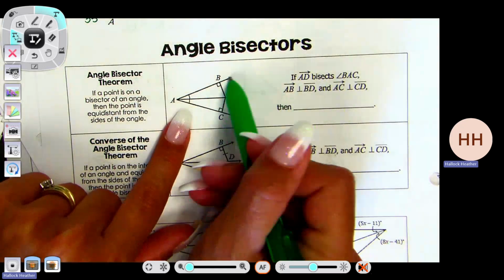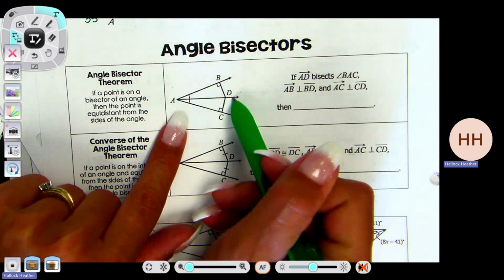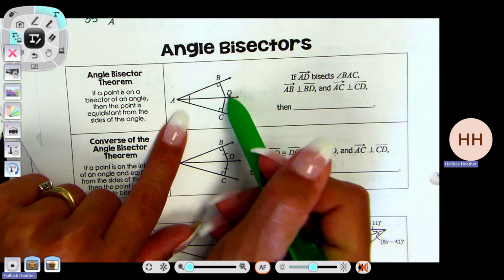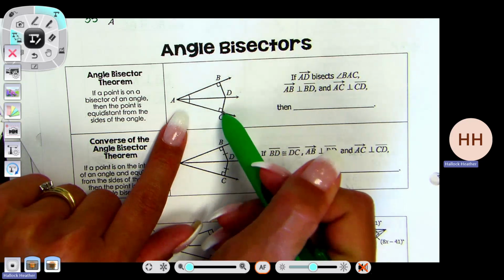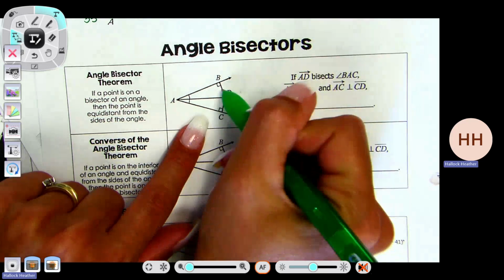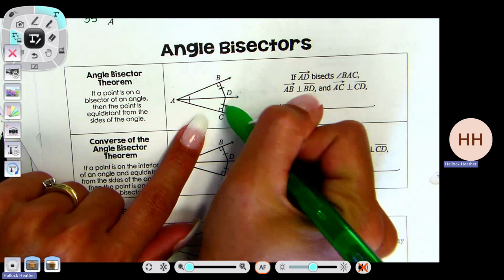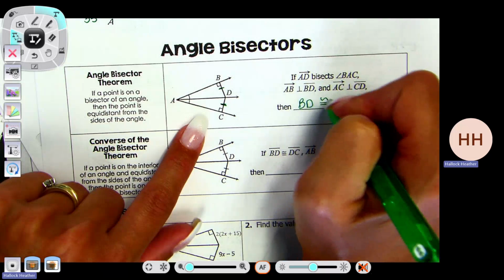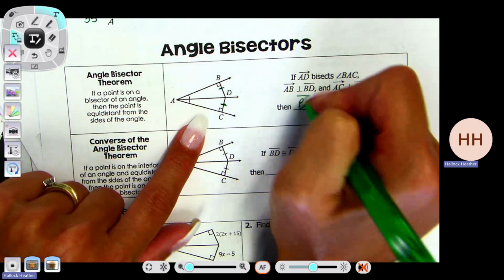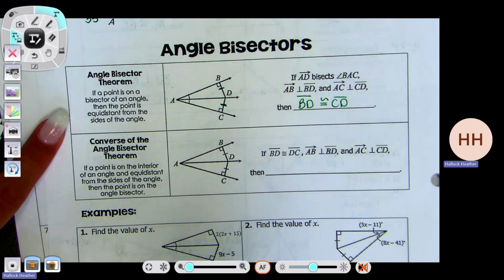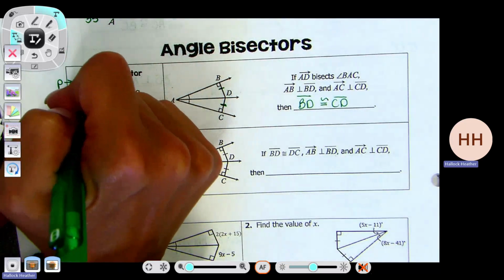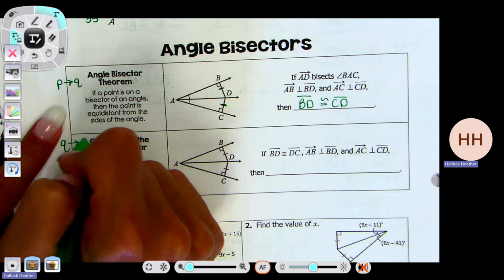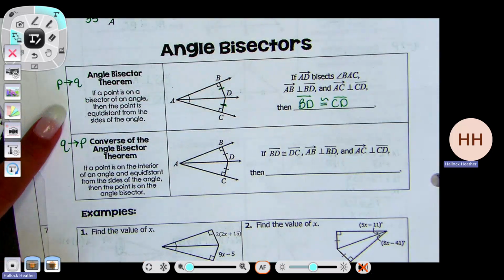It says AD bisects angle BAC. So it's cutting the angle in half. And then AB is perpendicular to BD. You need to know these are perpendicular, and this side also has to be perpendicular. Then you can say that these two are congruent to each other. So you could say BD is congruent to CD. The original theorem is your normal P to Q standpoint. The converse is Q to P, because converse is going to be on your midterm.